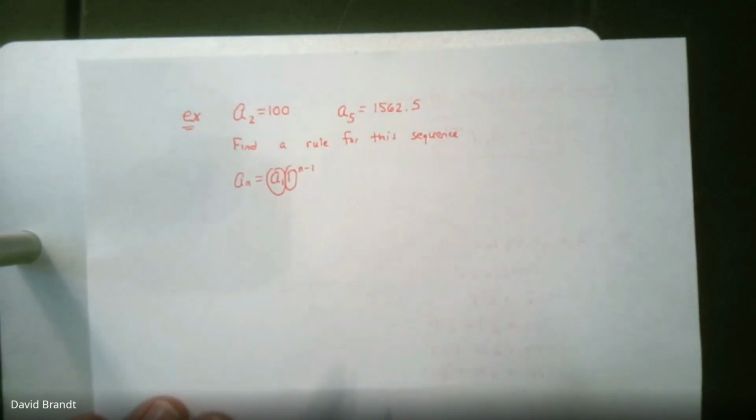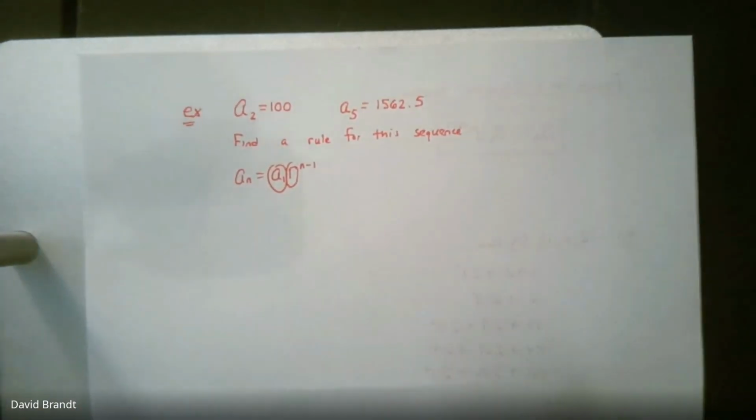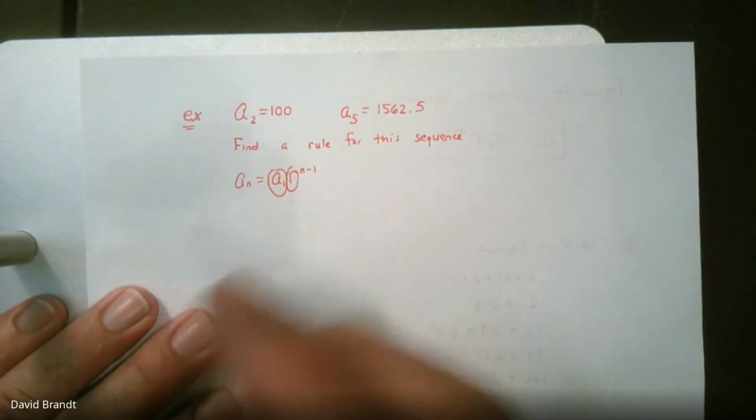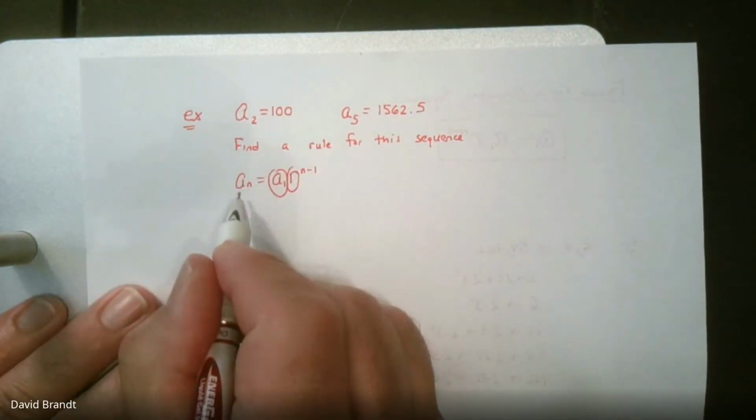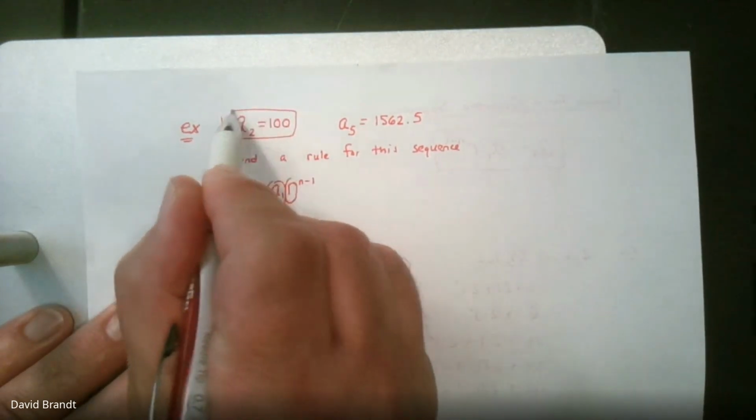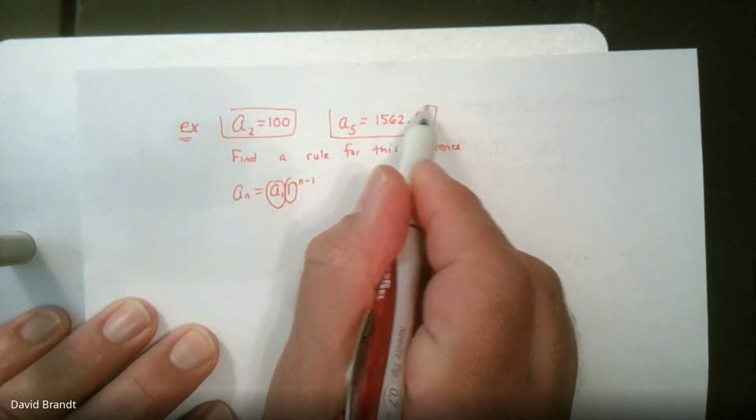Now this is the formula. Let me close this door. All right, so let's write down. I'm going to write this formula down twice, once for each of these two pieces of given information.